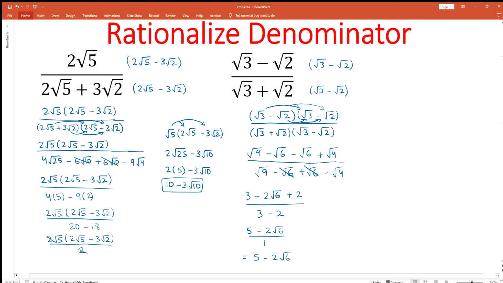This should be the final answer for the second expression. We have rationalized the denominator. So these are the steps you have to keep in mind to rationalize the denominator of expressions like these.